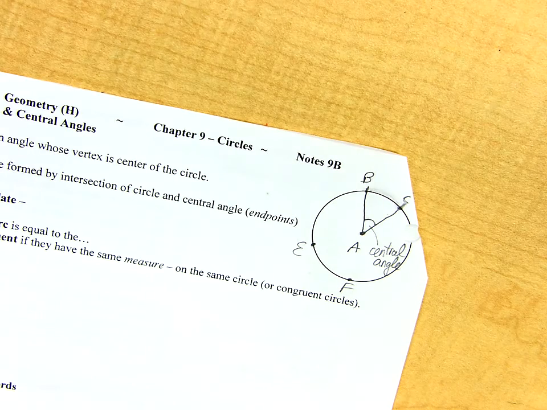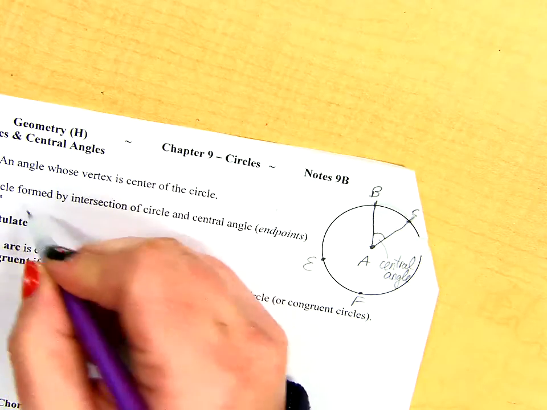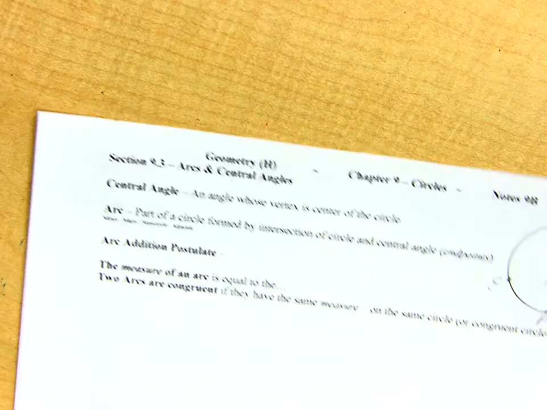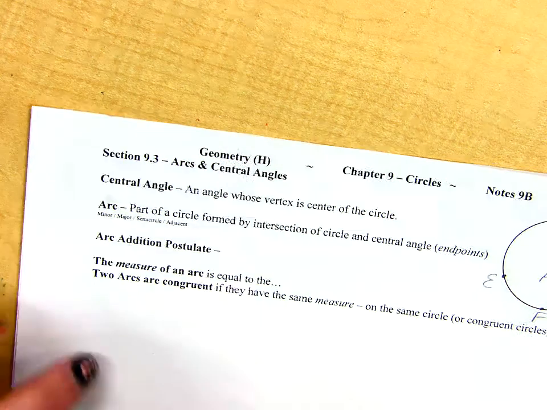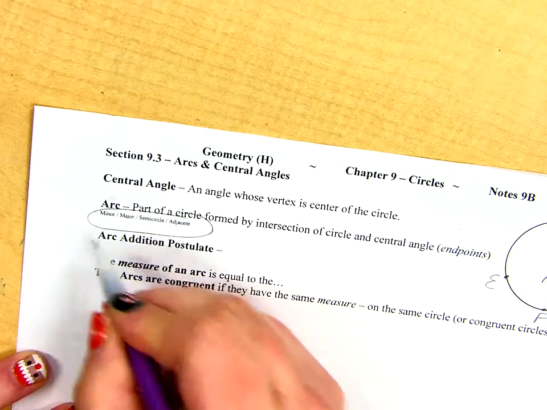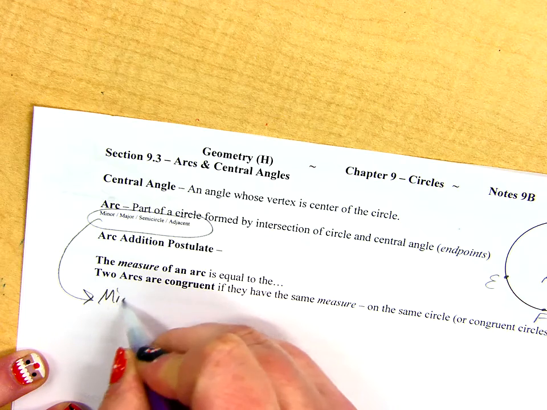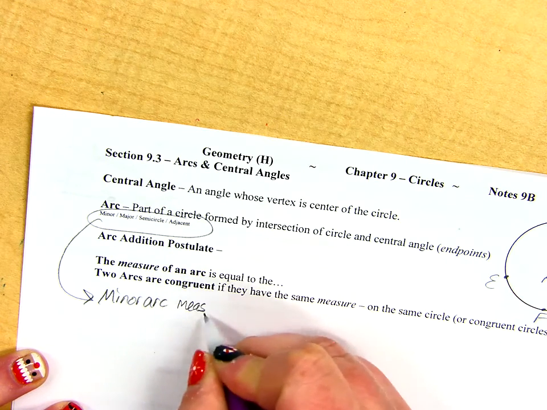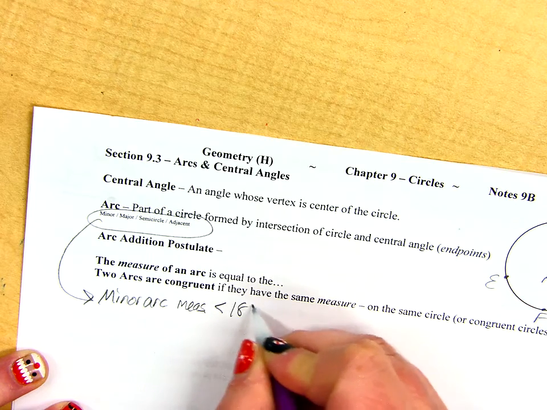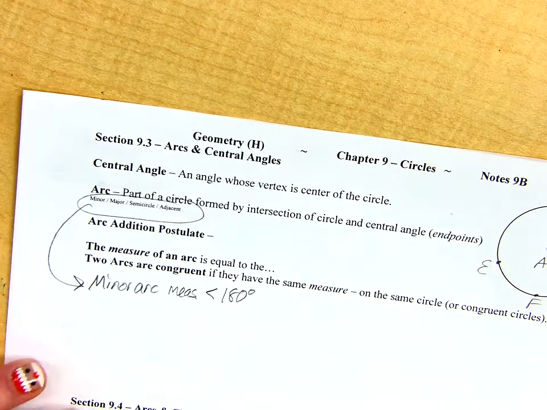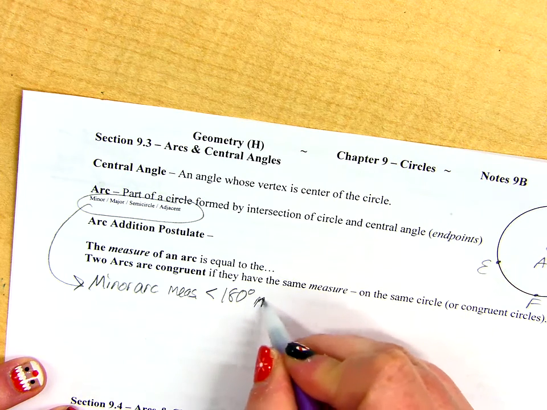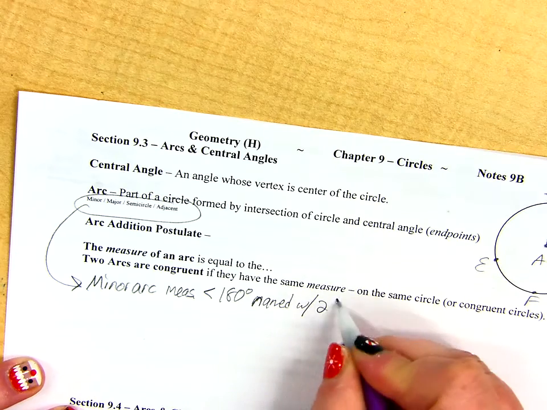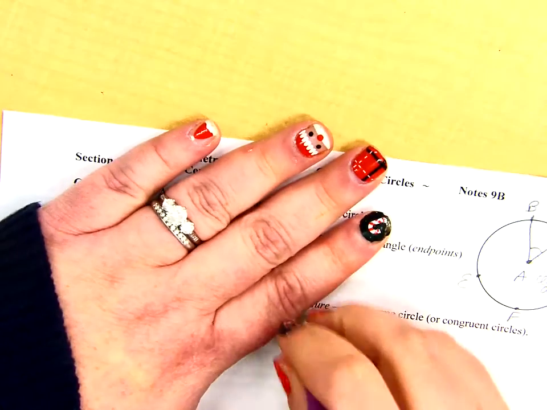Okay? So let's get all this down. So a minor arc. I don't really have enough room here. I'm going to put it down here because I have nothing else that I need to write there. So minor arc measures less than 180 degrees, and you name them with 2 letters. Well, let's say the 2 endpoints.